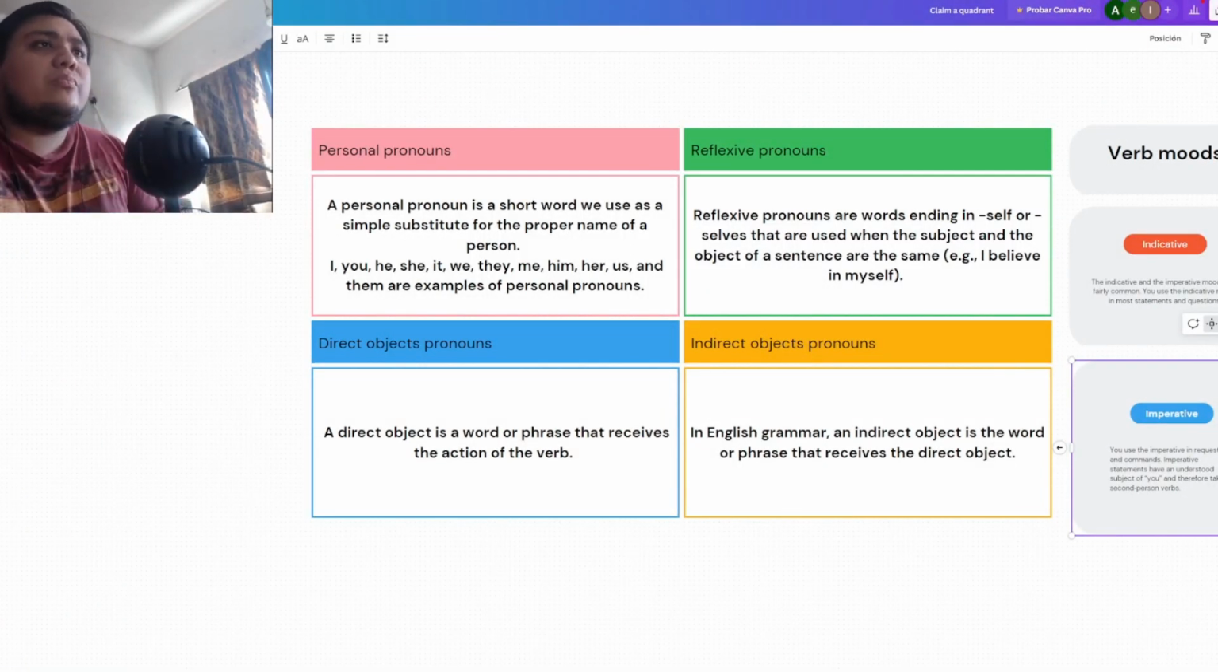Direct object pronouns. A direct object is a word or phrase that receives the action of the verb. In the sentence, the students eat cake, the direct object is cake, and the word eat is the verb, and cake is what is being eaten.